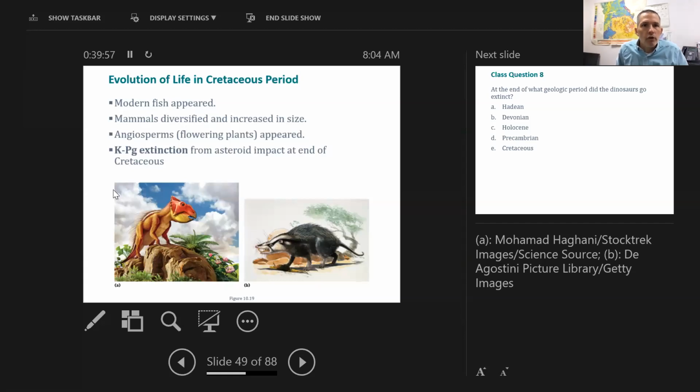And so during the Cretaceous time period, again, this is when we have the first occurrence of mammals, the first occurrence of flowering plants called angiosperms. Modern fish are going to be occurring. So when I say mammals, these are very, very small mammals.